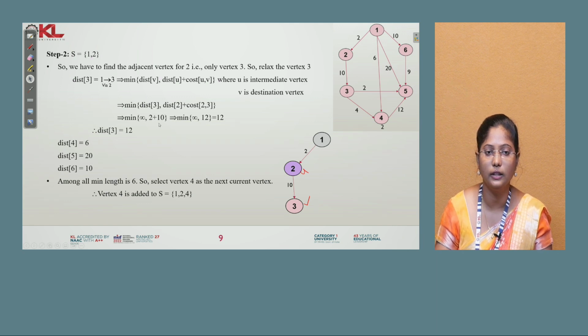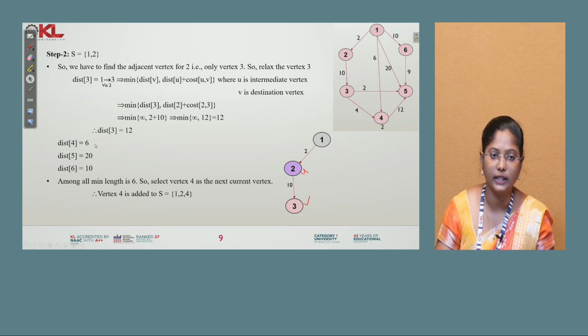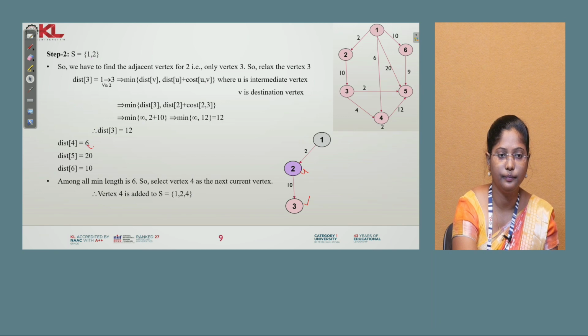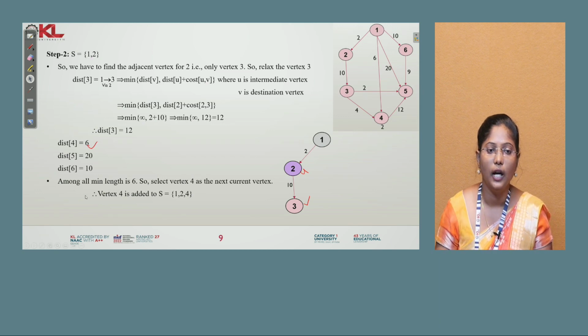So, after calculating, which one is minimum? 12 is the minimum, right. So, the distance of 3 is updated with 12, and distance of 4 we already have, so 6, and distance of 5 is 20, distance of 6 is 10. So, among all these which one is minimum? Then 6 is the minimum, right. So, among all, the minimum length is 6.